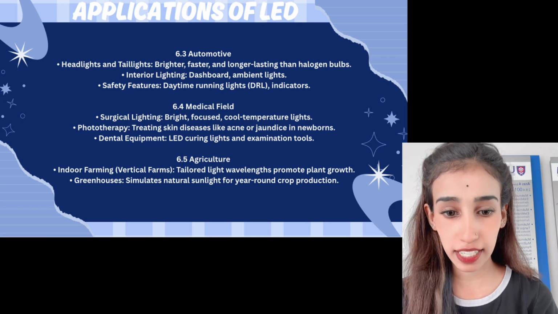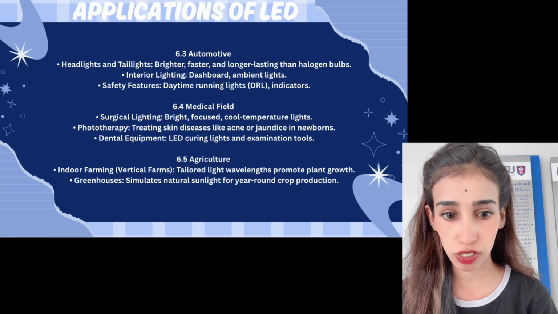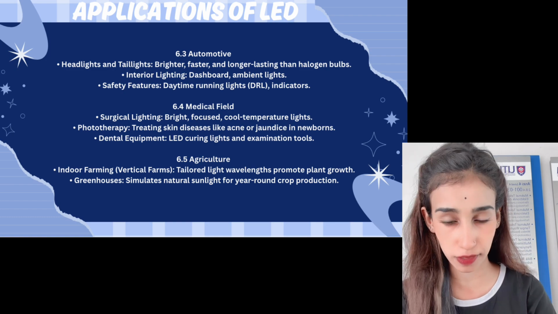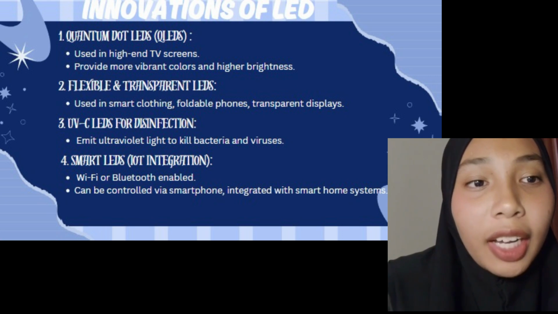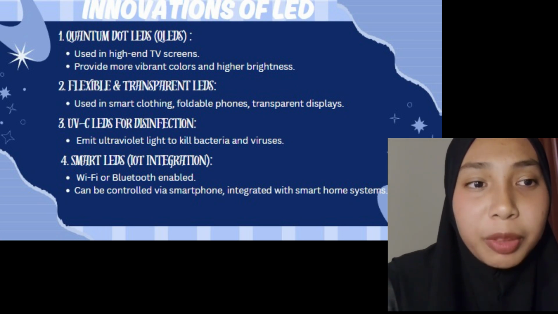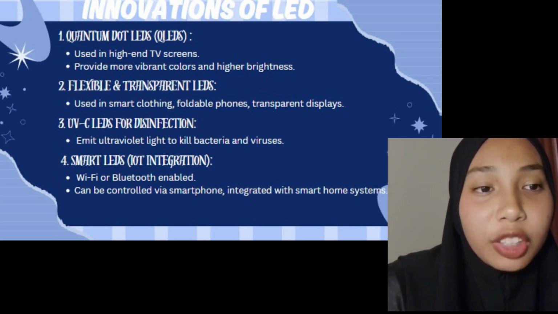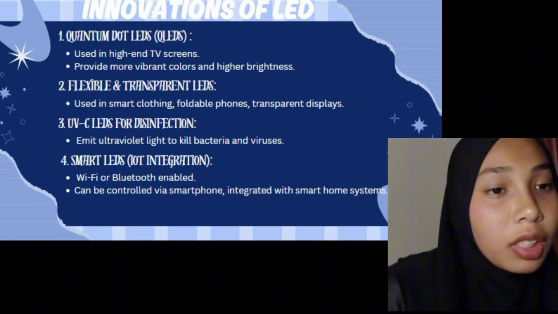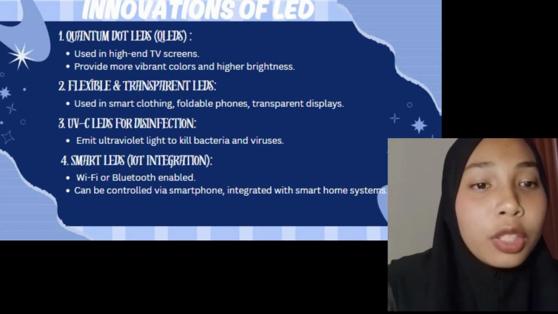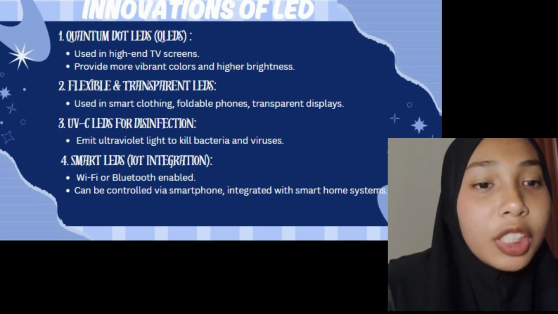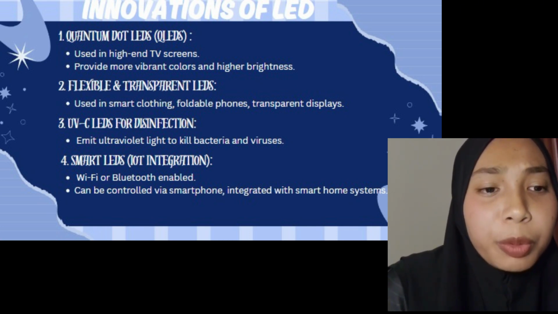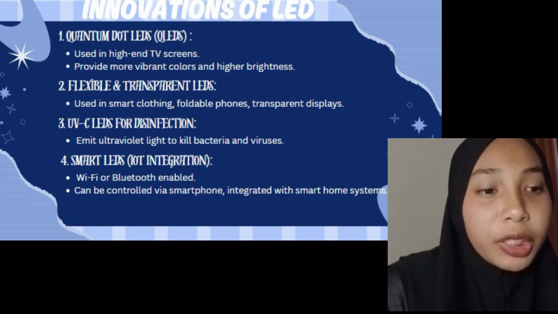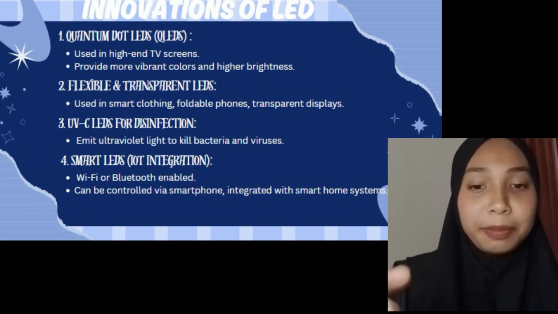And for agriculture, indoor farming and greenhouses, which stimulate natural sunlight for year-round crop production. Innovation of LED. First, quantum dot LED, as in QLED TV screens, providing more vibrant color and ideal brightness. Flexible and transparent LED, as in smart cards, foldable phones, and transparent displays. UVC LED for disinfection, emitting ultraviolet light to kill bacteria and viruses. And lastly, smart LED, Wi-Fi or Bluetooth enabled, can be controlled via smartphone, integrated with smart home systems.